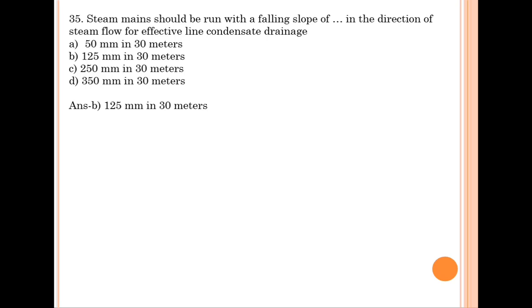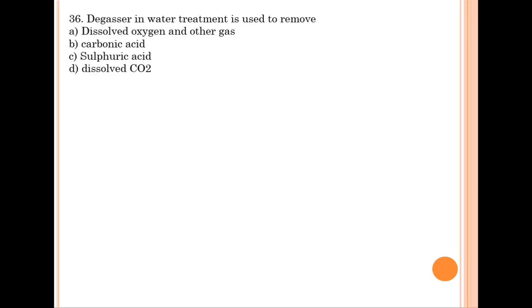Steam main should be run with a falling slope of dash in the direction of steam flow for effective line condensate drainage. So as per IBR, option B is the right answer, because in every 30 meters we have to keep a 125 mm slope. So option B is the right answer.